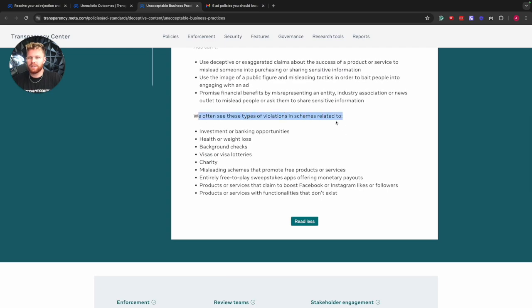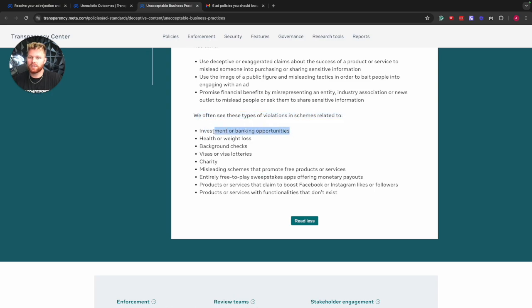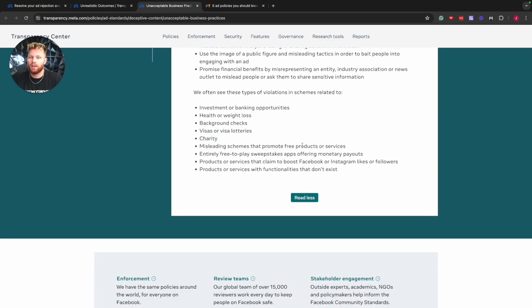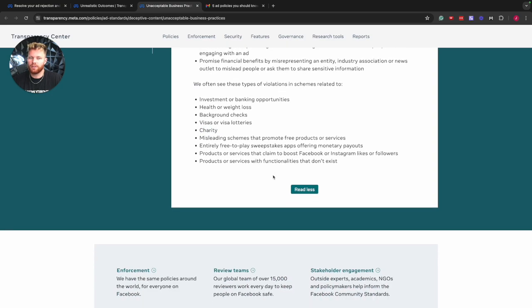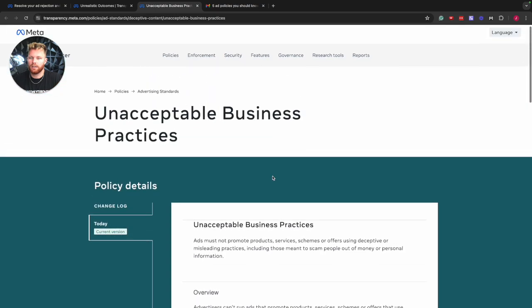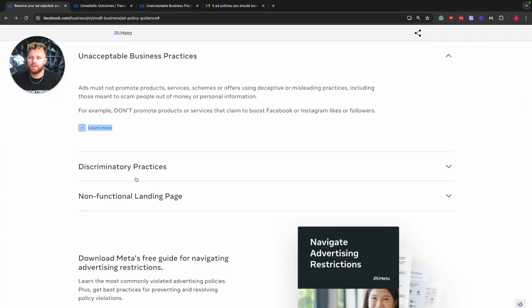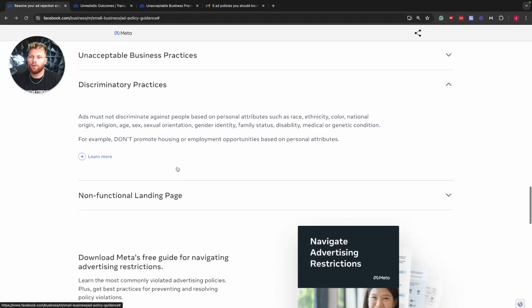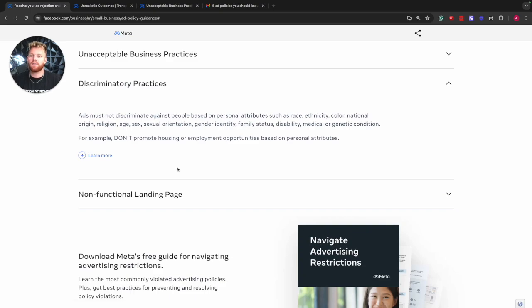Now, we often see these types of violations and schemes related to investments or banking opportunities, health or weight loss, background checks, visas or lotteries where you're trying to get too much information, charity. I think the rest are pretty self-explanatory here. Again, you guys can check out all this if you'd like. I'm just going over what it's reading and then the examples that I've had with it.